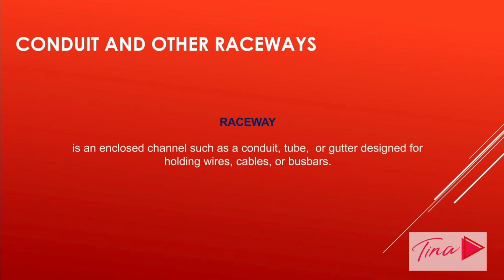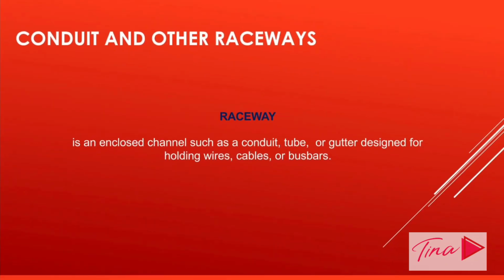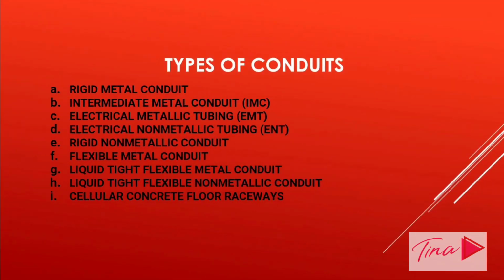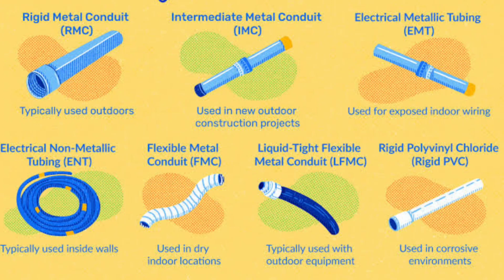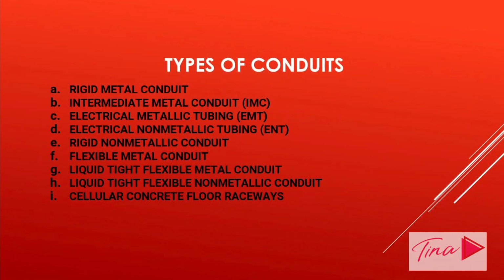Now we have the conduit and other raceways. A raceway is an enclosed channel used as a conduit, tube, or gutter designed for holding wires, cables, and bus bars. There are many types of conduits, and here, as we see, we have the rigid metal conduit, the intermediate metal conduit or the IMC, the electrical metallic tubing or the EMT, the electrical non-metallic tubing or the ENT, the rigid non-metallic conduit, the flexible metal conduit, the liquid tight flexible metal conduit, the liquid tight flexible non-metal conduit, and the cellular concrete floor raceway.